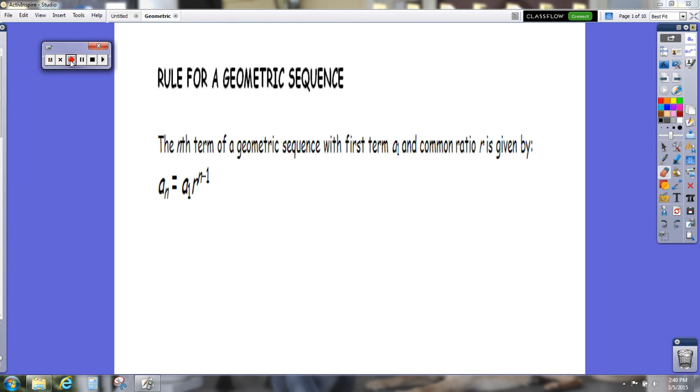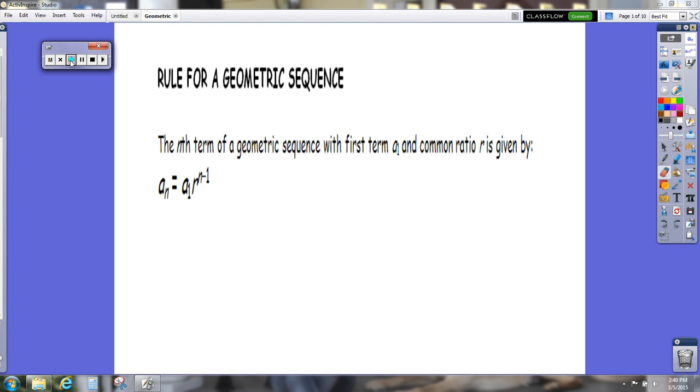Alright, these are 9B notes. We're going to be looking at formulas for geometric sequences and series today. Recall that a geometric sequence or series is where you multiply or add by the same number each time. So first we're going to look at the formula, the rule for a geometric sequence.